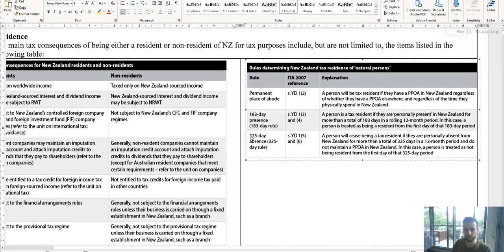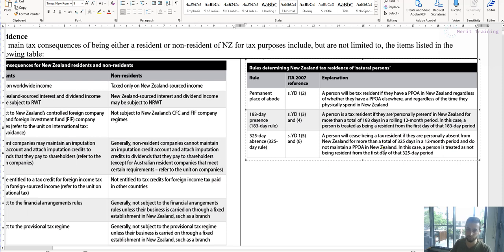And the next rule is the 325-day absence rule. So basically, and this is a negatively worded phrase as opposed to saying this person is a resident if they're in New Zealand for more than 183 days. This one's saying they will not be a tax resident if they are away from New Zealand for more than 325 days in a 12-month period. And they do not maintain a PPOA.